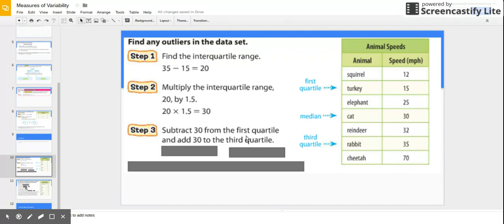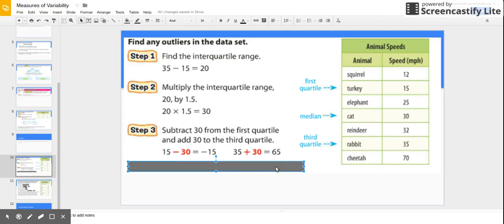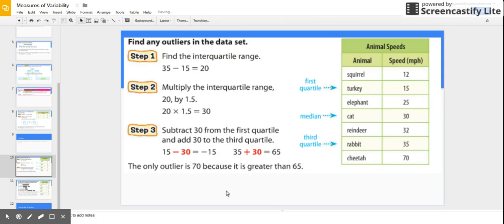So subtract 30 from the first quartile and add 30 to the third quartile. So first quartile is 15, right? So 15 minus 30 is negative 15. Anything beyond negative 15 is an outlier. Now let's do the second one. 30 plus 35, our Q3, gets you 65. So anything beyond 65 is considered an outlier. So the only outlier here is 70 because it's greater than 65.